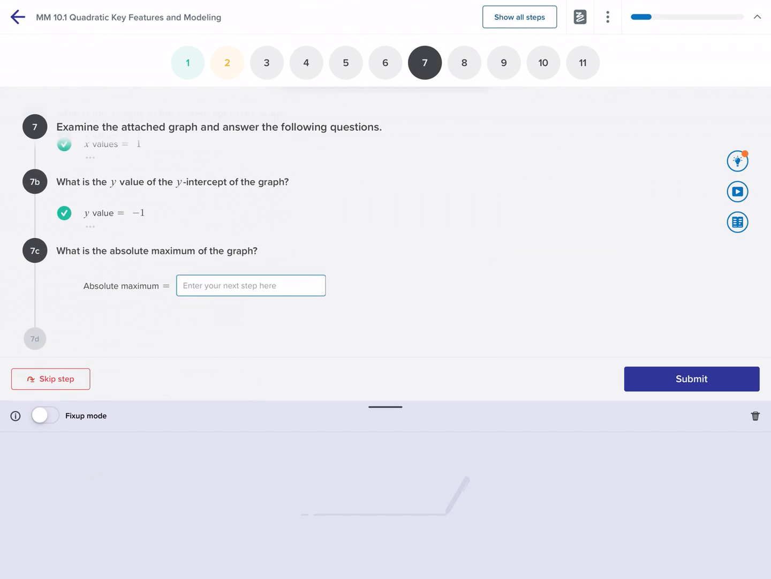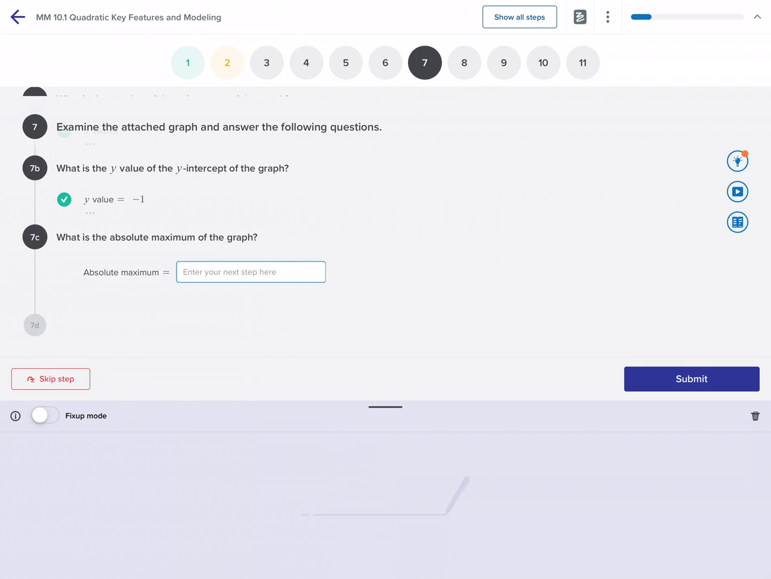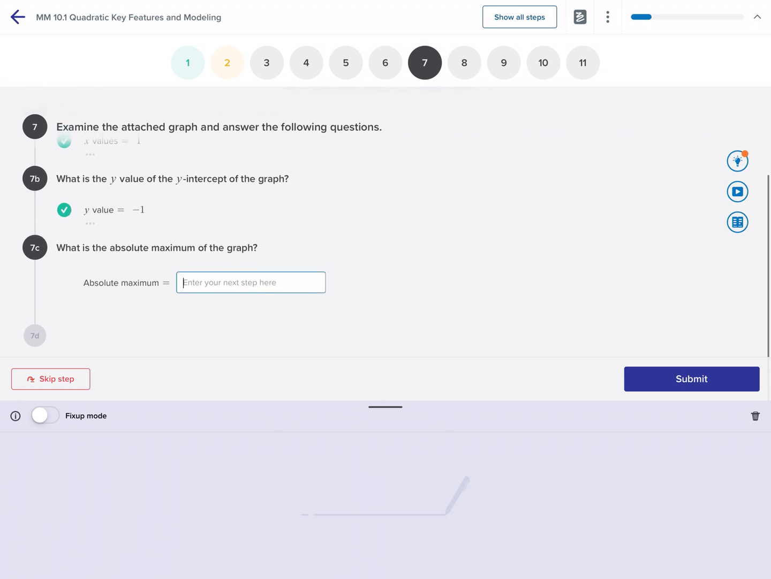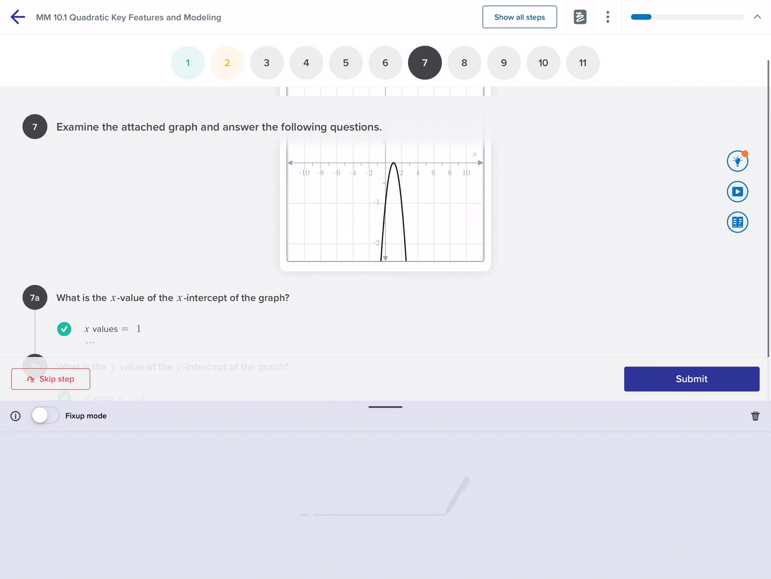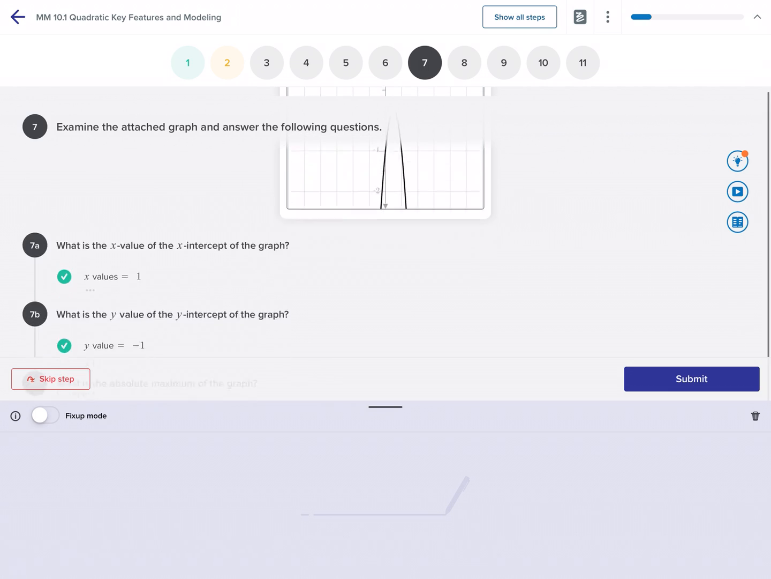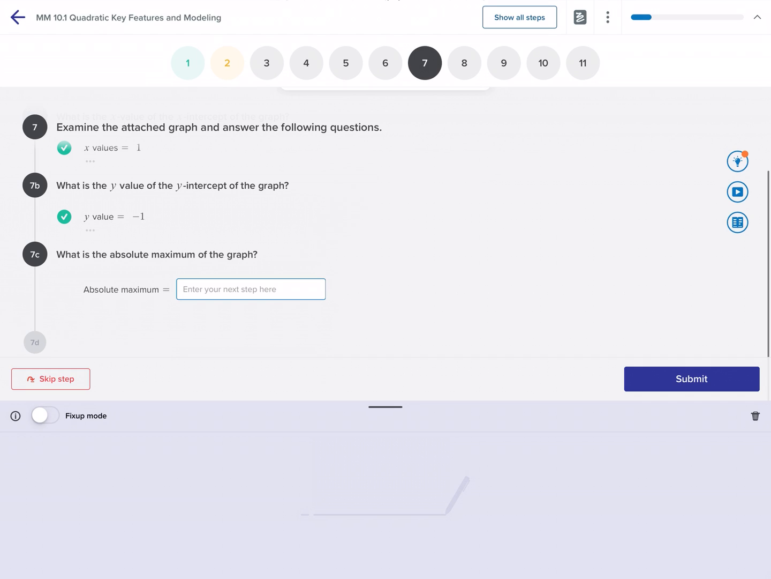Submit. What is the absolute maximum of the graph? I think I mentioned this in our video that usually I will just talk about the maximum, not the absolute maximum. For quadratics, the absolute maximum is just the maximum. They're the same. So the absolute maximum here would be the highest point, which is 0. So we put in 0.